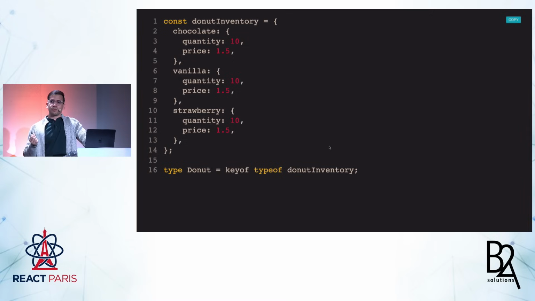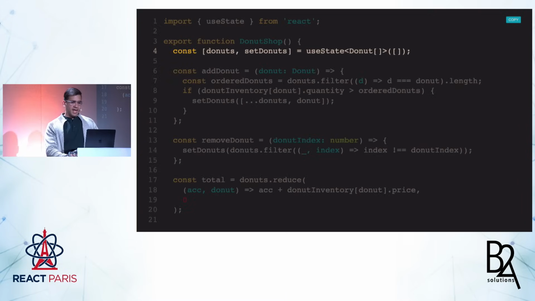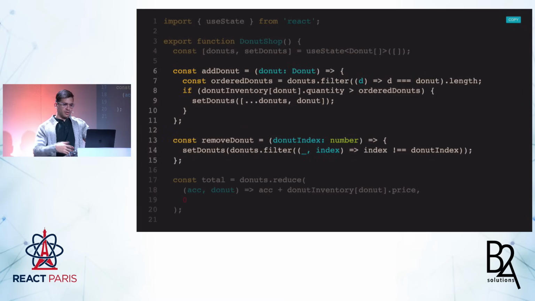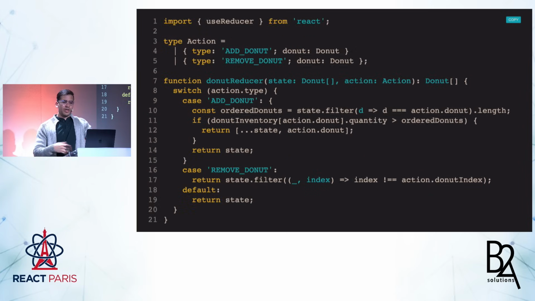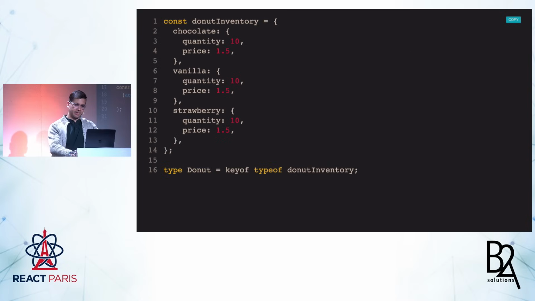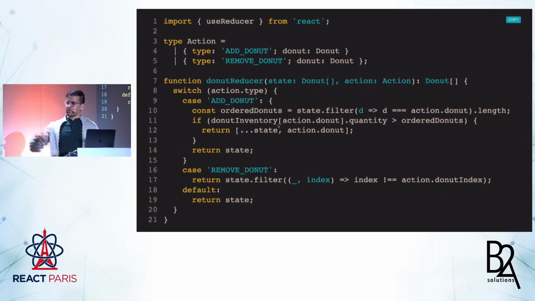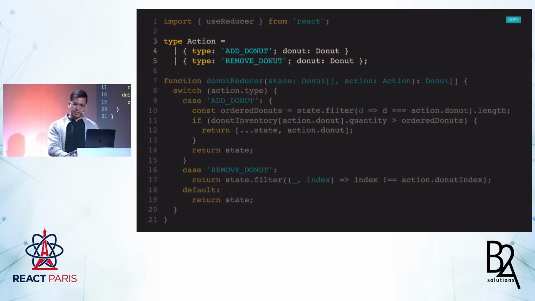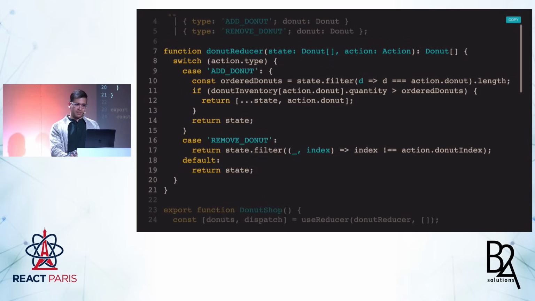But where useReducer really shines is when you have more complex state logic, and you need to really constrain that logic so you can't just update state from anywhere. So for example, if we have a donut shop, and we're adding and removing donuts, instead we can combine that logic into a donut reducer. And the reason I'm doing it here is because in this donut logic, we're actually having to check the inventory. So we have that extra safety, and we have those constraints to make sure that our logic and our state actually ends up being correct.